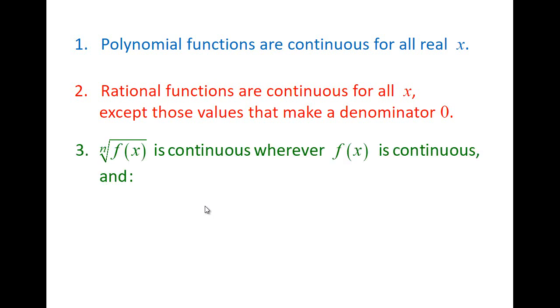Fact number 3 here is that the nth root of a function f is continuous wherever the function f is continuous, when n is an odd positive integer. So if n is an odd positive integer, then the nth root of f is continuous wherever f is.